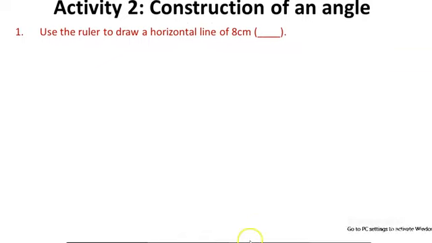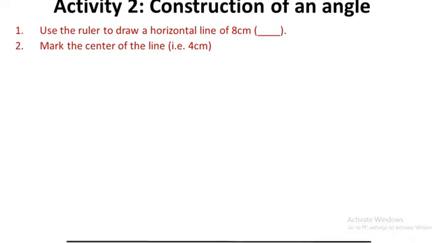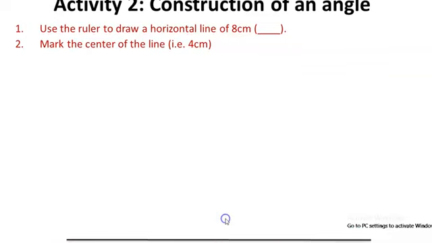Now the next step is to mark the center of the horizontal line. The center of 8, or half of 8, is 4 centimeter. So you mark it with a dot. It should not be as big as the one displayed on the screen. Just a dot.